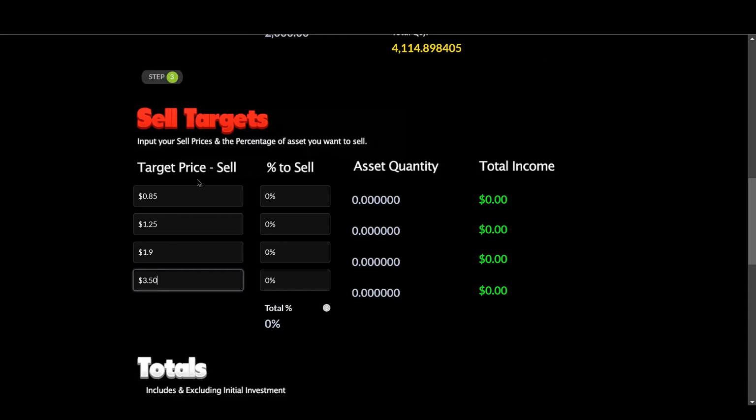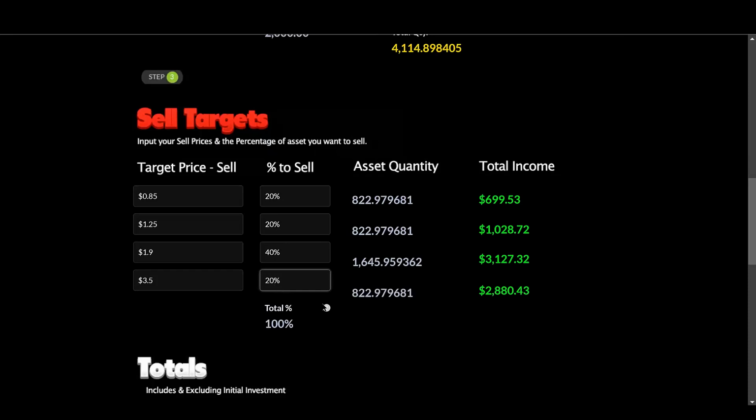Now, the percentage we're going to sell when we hit those targets, that's really dependent on you. But for this little go around, let's do our first one at 20%. Our second will be another 20%. We're kind of getting up there now, so why don't we do a 40%? And finally, if we manage to get to the all-time high, let's do 20%. So we've got 100% sold.